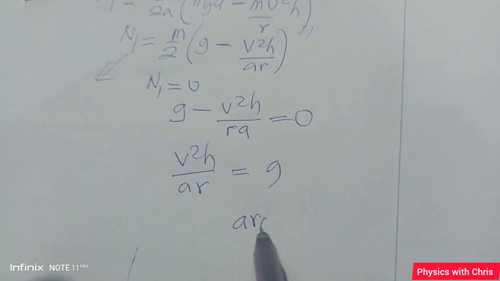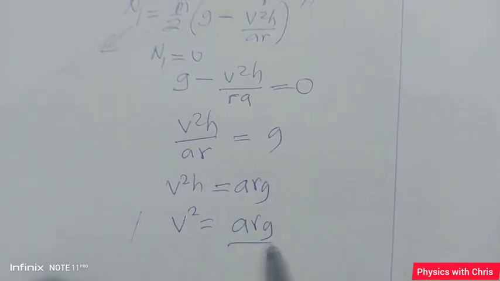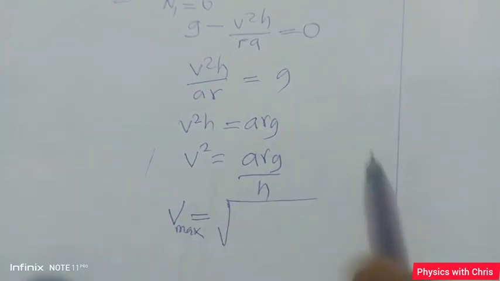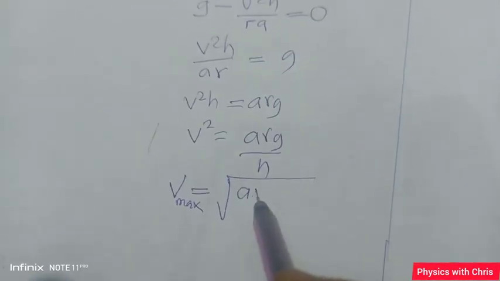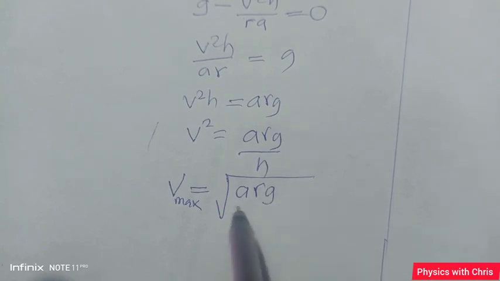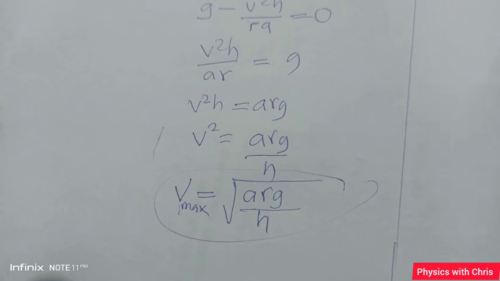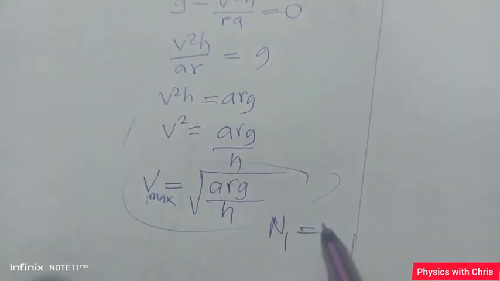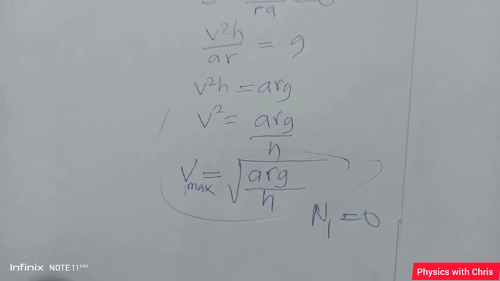Cross multiplying, I have arg is equal to v squared h, so that v squared equals arg over h. The maximum value of the speed so that the car does not overturn depends on a, which is the distance of the wheel from the center of mass of the car, the radius of the bend, the value of g, and the height of the center of mass. But if this velocity exceeds this value, the car will overturn, because at that point the normal reaction N1 acting at the inner wheel goes to 0, and the car overturns. So that's another way of looking at it.